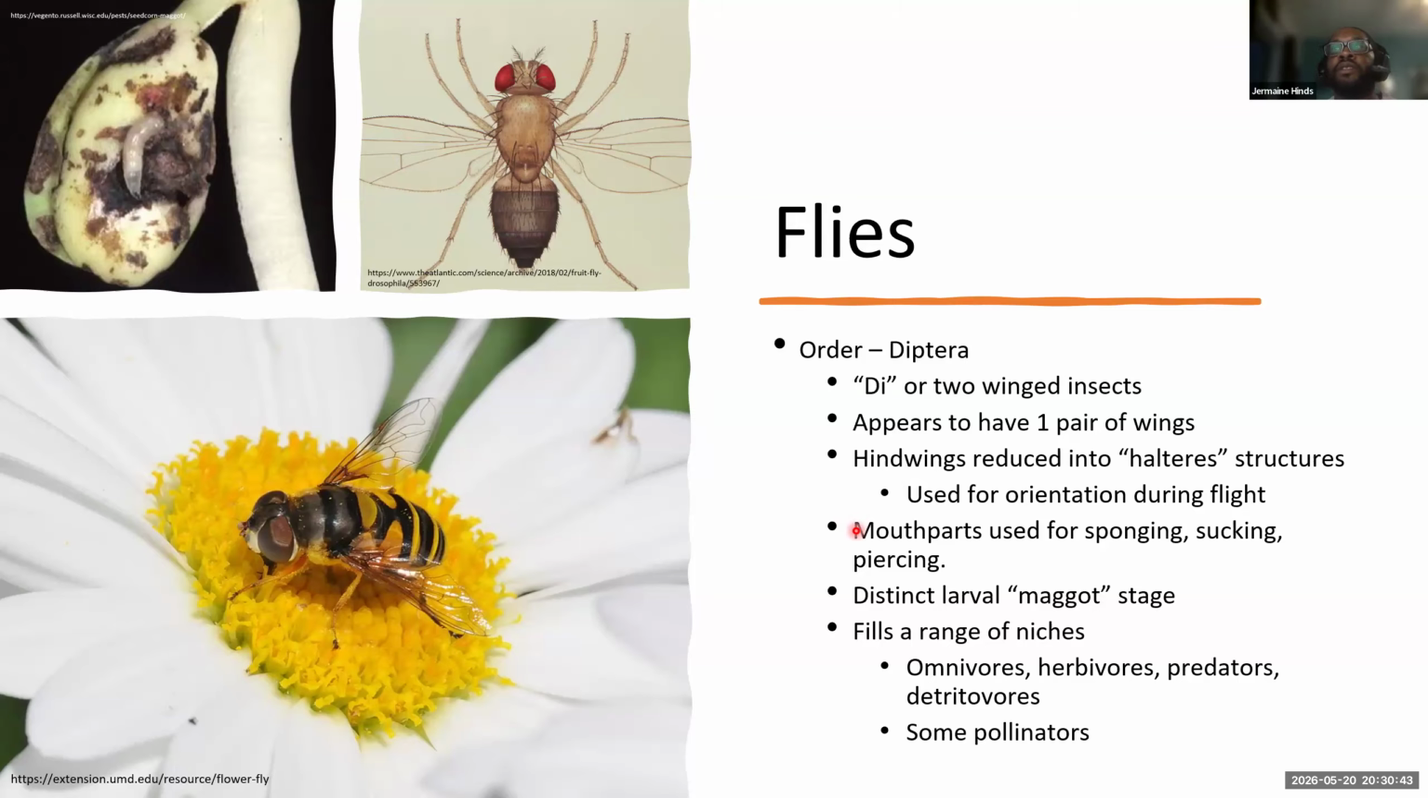They have mouth parts used for sponging, sucking, and piercing. So if you look at this picture, you might see the black and yellow and think bee, but this is actually a bee mimic. It's called a hoverfly or a syrphid fly. And they take on that honeybee color to serve as a warning to predators, but it's actually harmless. And they're an important pollinator.